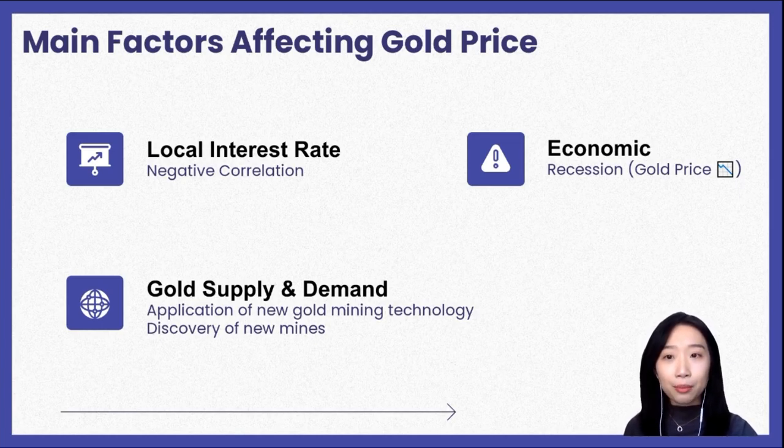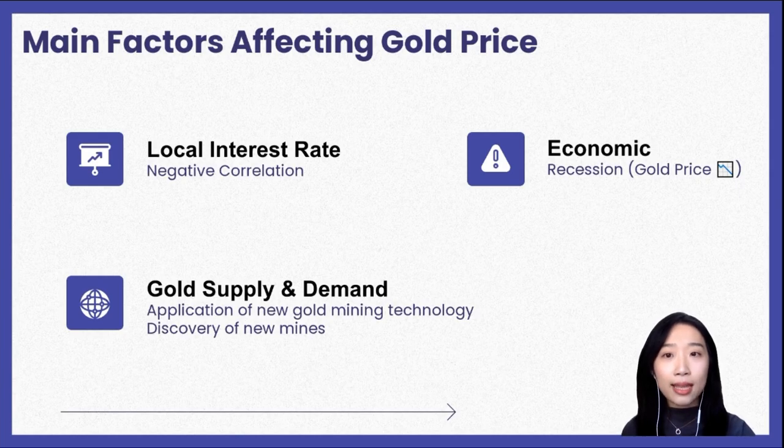As for the economy, let's assume that in a recession, when people can't even afford the basics of food and clothing, how can they be interested in investing in gold? So the gold price will fall. That is why the economy also influences the gold price.